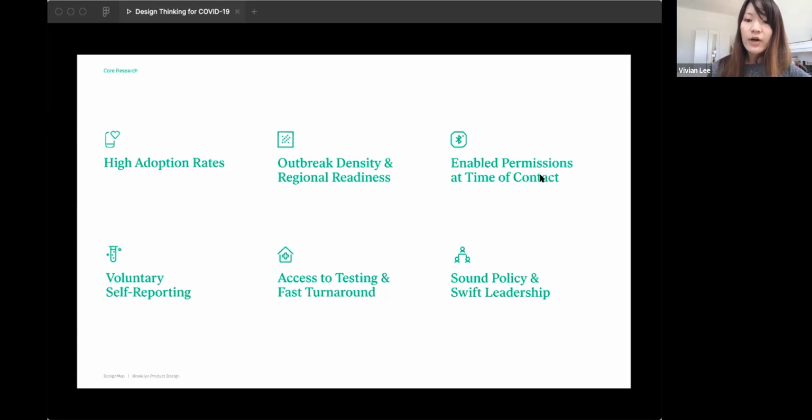Enabled permissions at time of contact. So core permissions like Bluetooth must be on, enabled and functioning correctly when two users cross paths. Voluntary self-reporting. The infected user must report positive test results in the app in order to notify potentially exposed users. Access to testing and fast turnaround. A user with suspected infection should have immediate access to COVID testing with rapid turnaround times for results, as well as sound policy and swift leadership. So tech is only one part of an effective strategy. New technology needs to be complemented by sound policy and swift leadership.